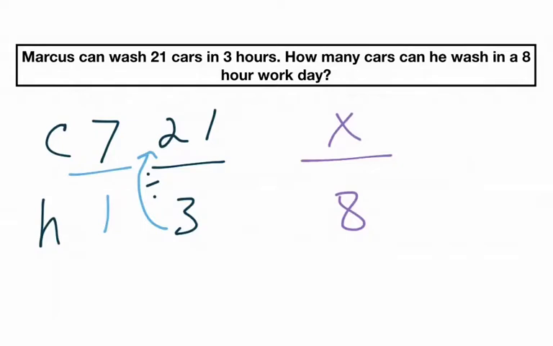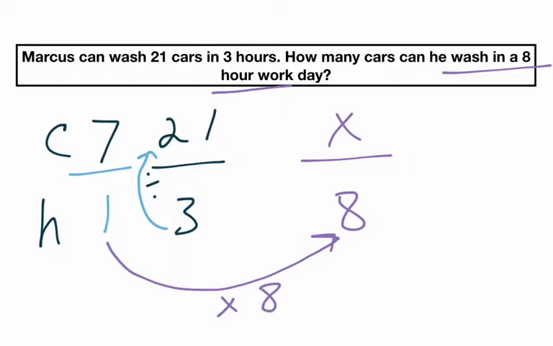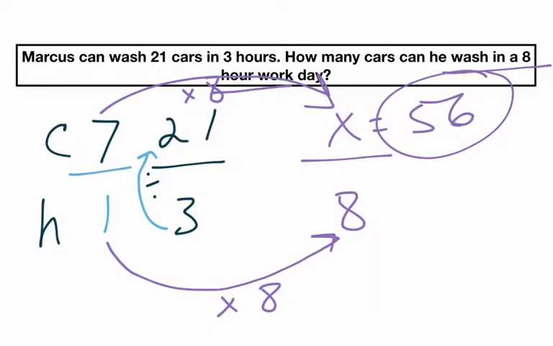That is not the answer to our question because we want to see how many he can wash in an 8-hour workday. So, what's the relationship between 1 and 8? Well, 1 times 8 is 8. So whatever you do to the bottom, we can do to the top. We can multiply times 8. 7 times 8 equals 56. So, that would be quite a lot, but he could wash 56 cars in 8 hours, using unit rate to solve another kind of equivalent rate question that we have here.